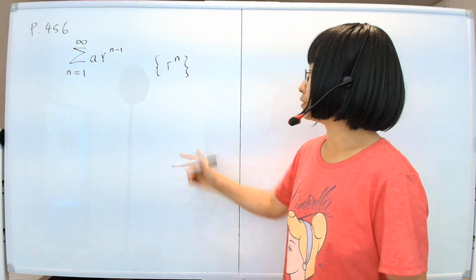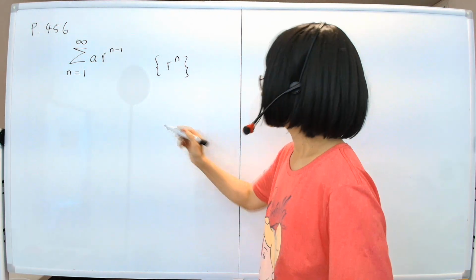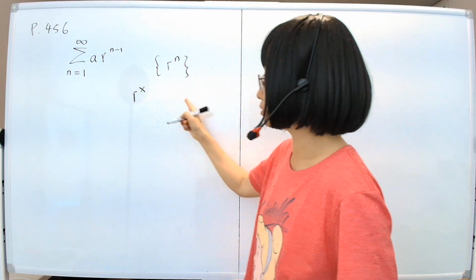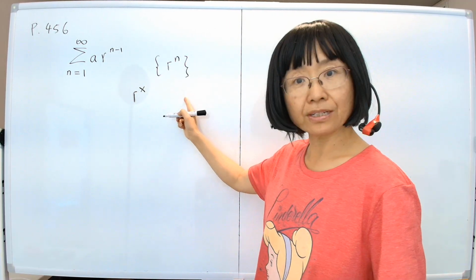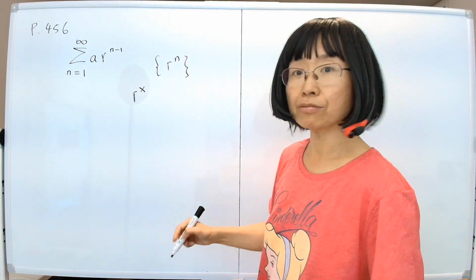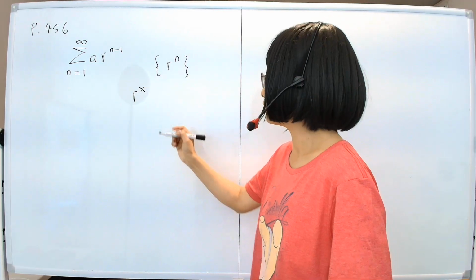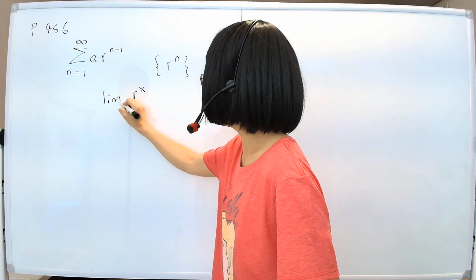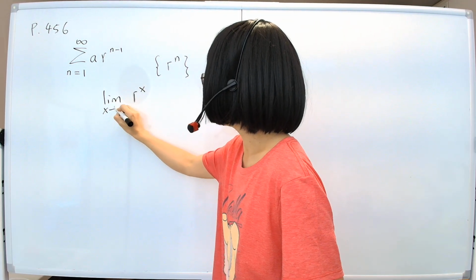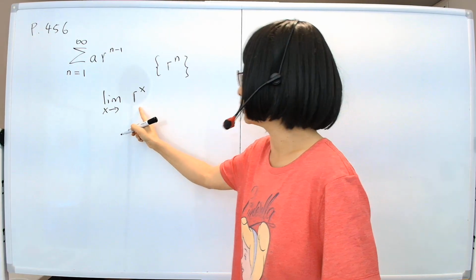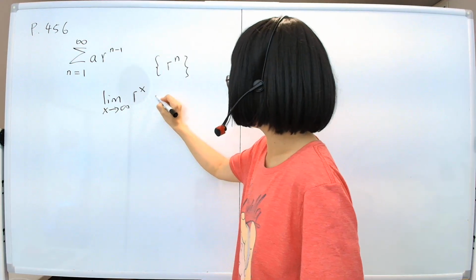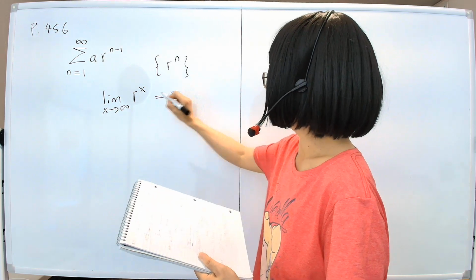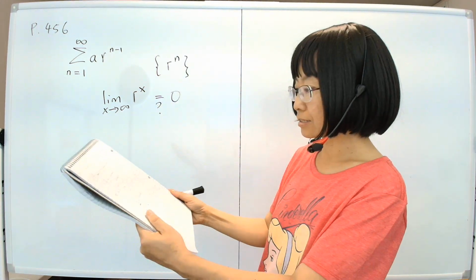The way we prove it is based on the theorem that if the function r to the x goes to 0 as x goes to infinity, then r to the n, the sequence, also goes to 0, because we have a theorem that says so. So we need to show that this function, with r being some number that's less than 1, as x goes to infinity, has to go to 0. Well, does it? That's our question.